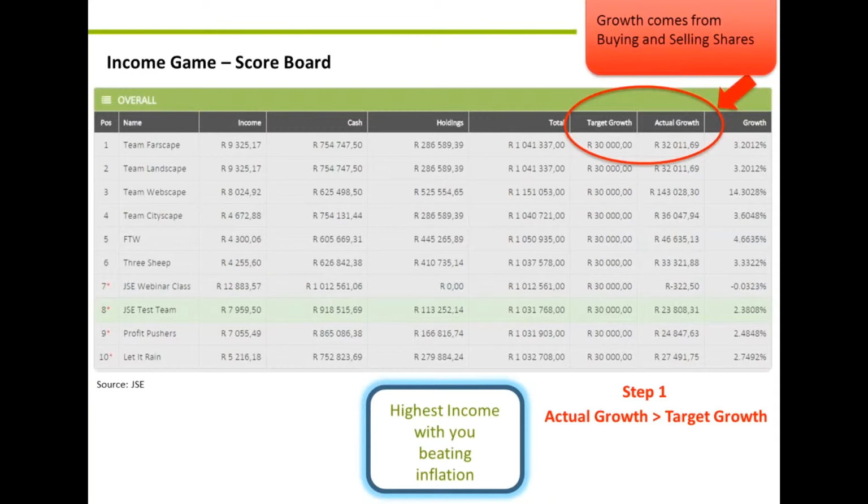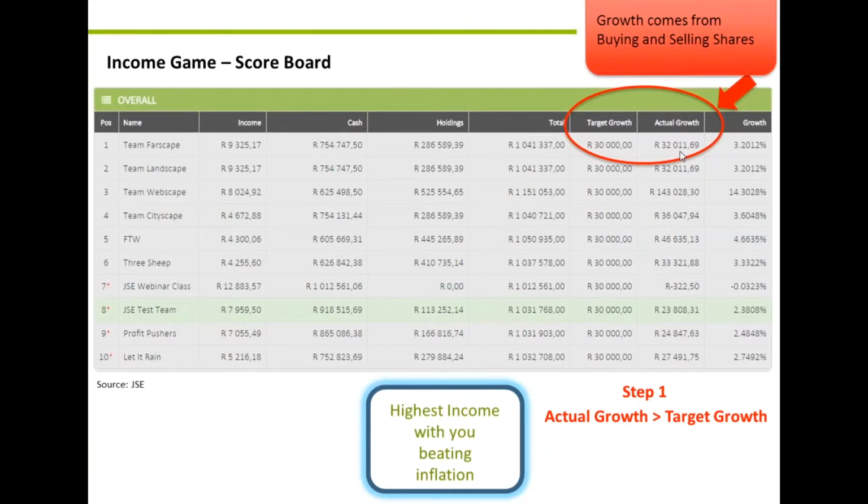The target growth, you must beat that during the course of the year. As long as you're above 30,000 come the last day of the competition, you have qualified yourself and your team to stand a chance to be within the scoreboard for those who qualify, and then the team with the highest income will win the game.